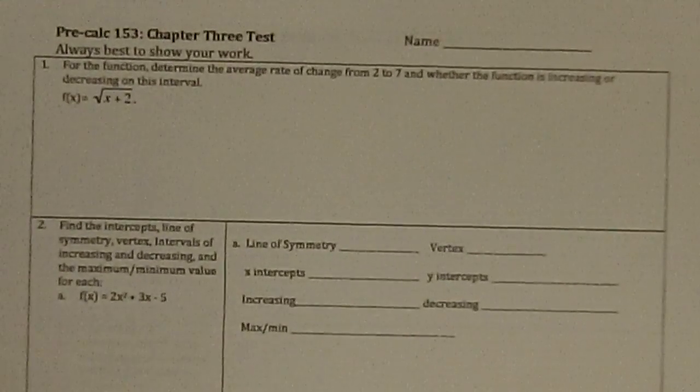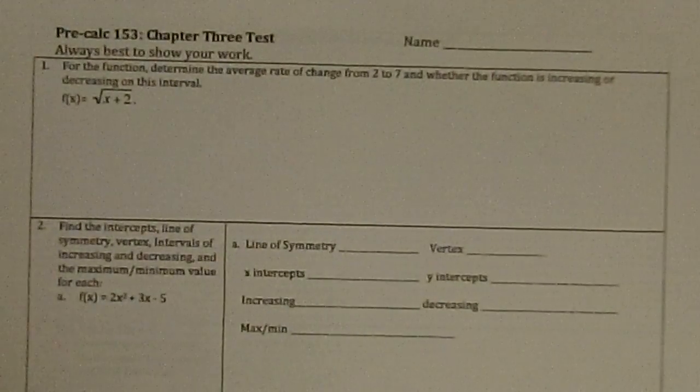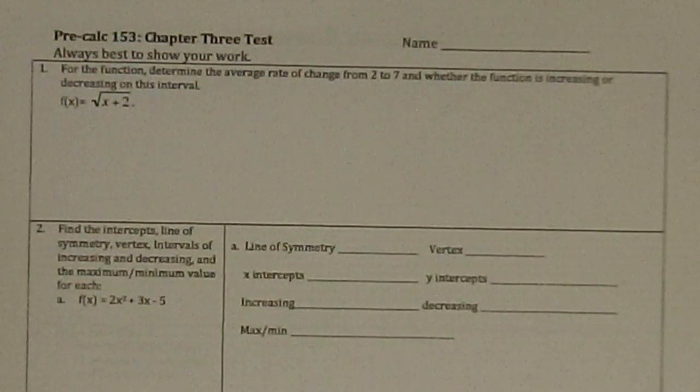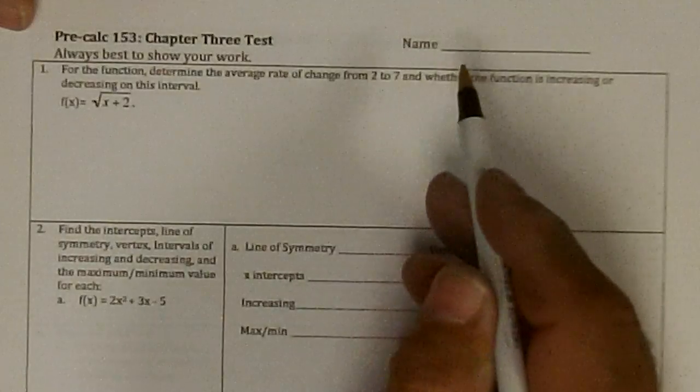Alright, the Chapter 3 test that you took. Let's go over a key here. First of all, for number 1, it says find the average rate of change from 2 to 7.